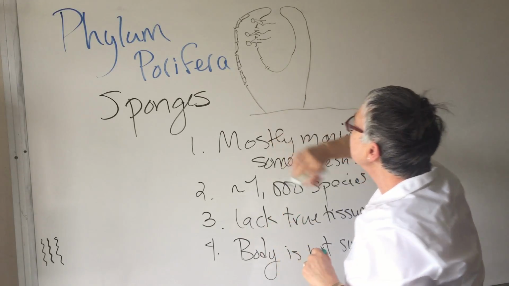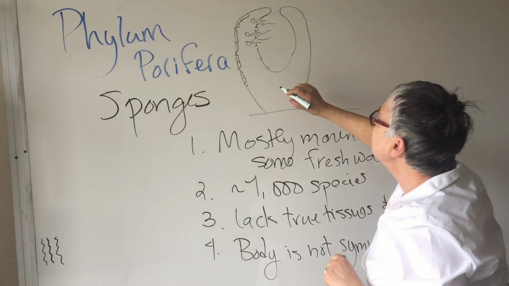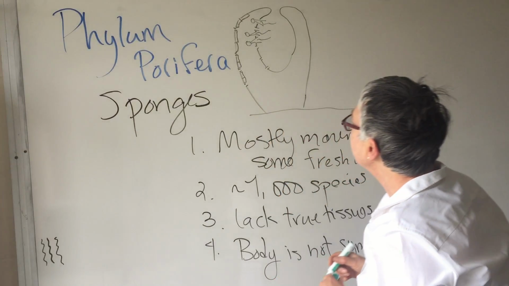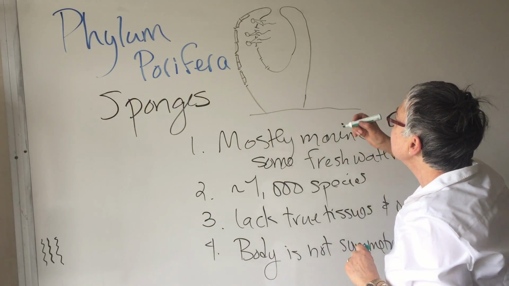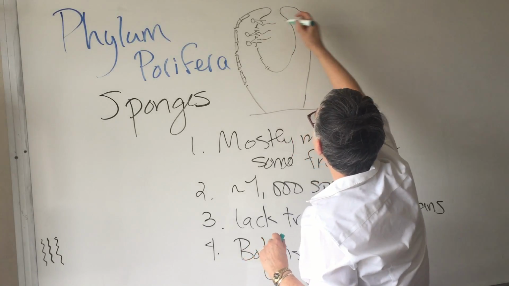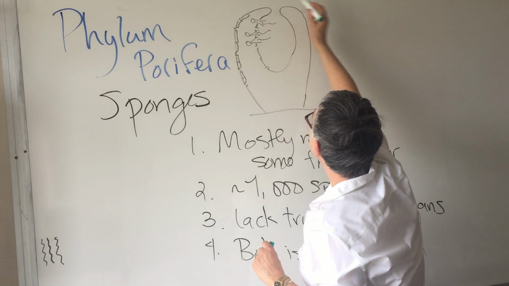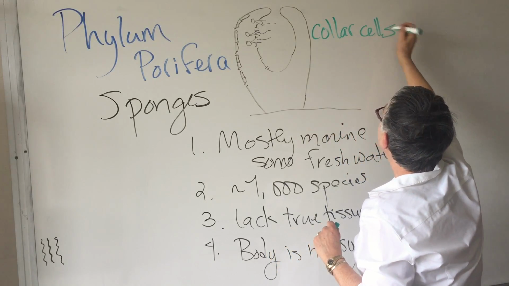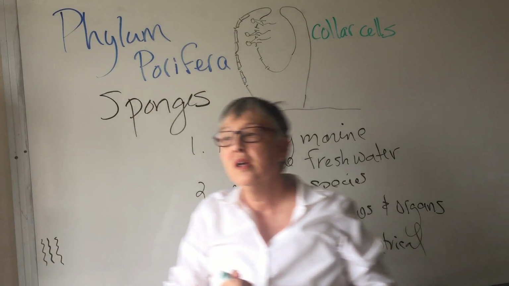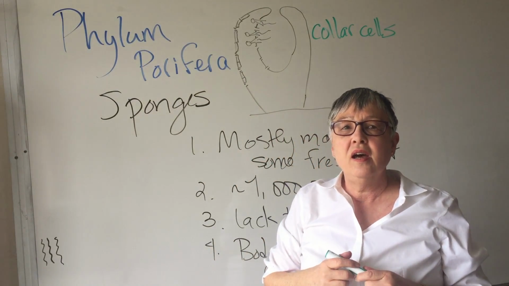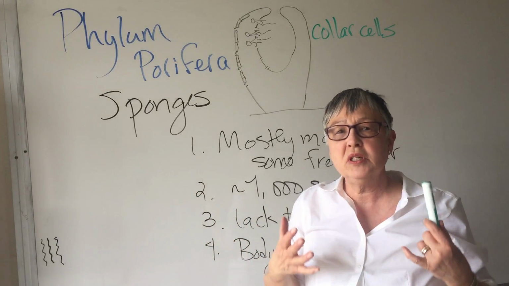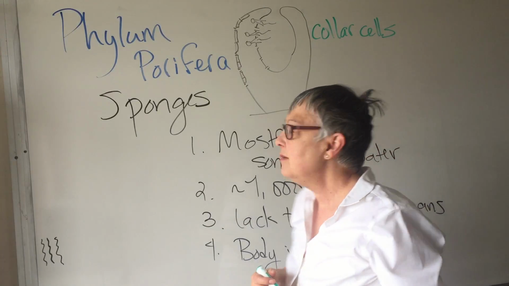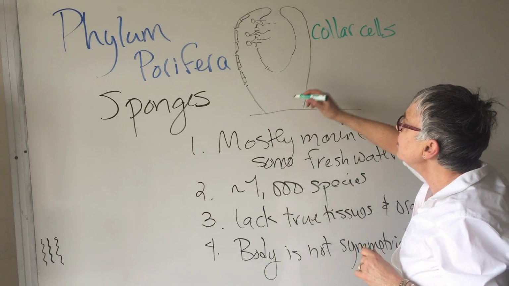There are two main cell types, in addition to a gel-like material that's located between the two layers. These cells right here that are shown with flagella are called collar cells, and they are important for producing a current of water that can bring in nutrients, bacteria and other things that the sponge will feed on.